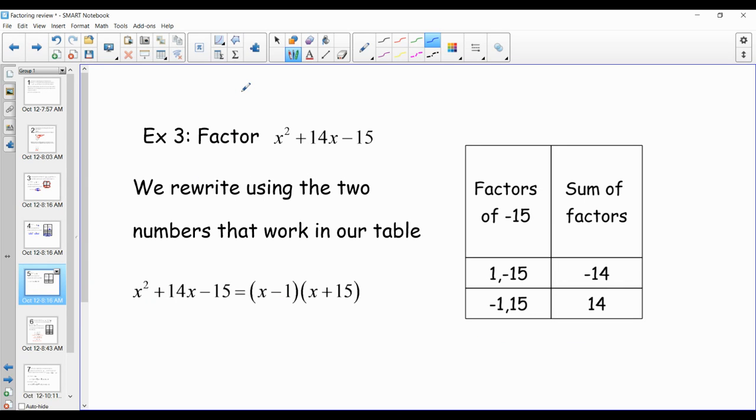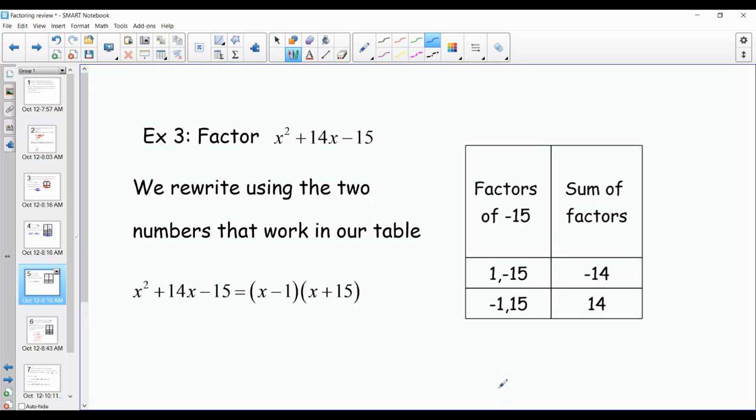Let's try a third one. Now the negative is on the end. First we had two positives, now we have a negative on the end. The last number is negative. How does that change things? Well, we need the factors of -15. In order to be -15, one number has to be positive, one number has to be negative.